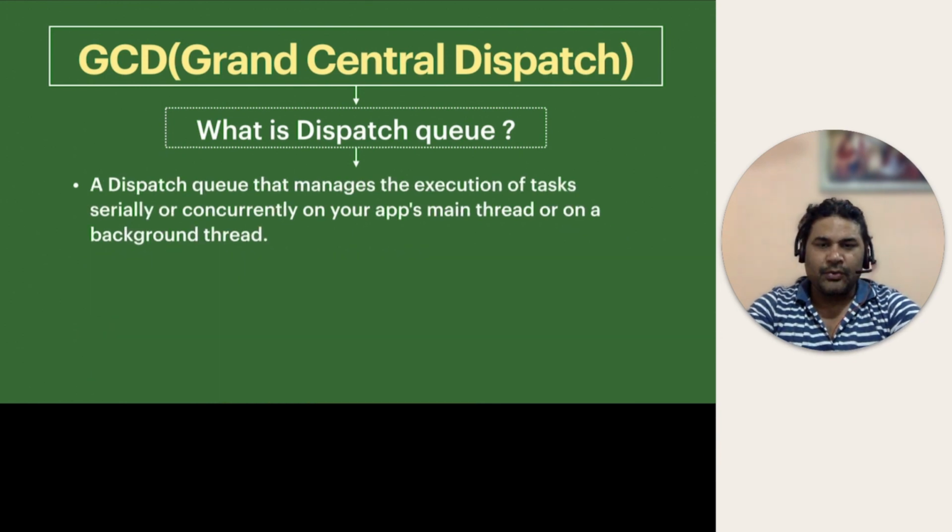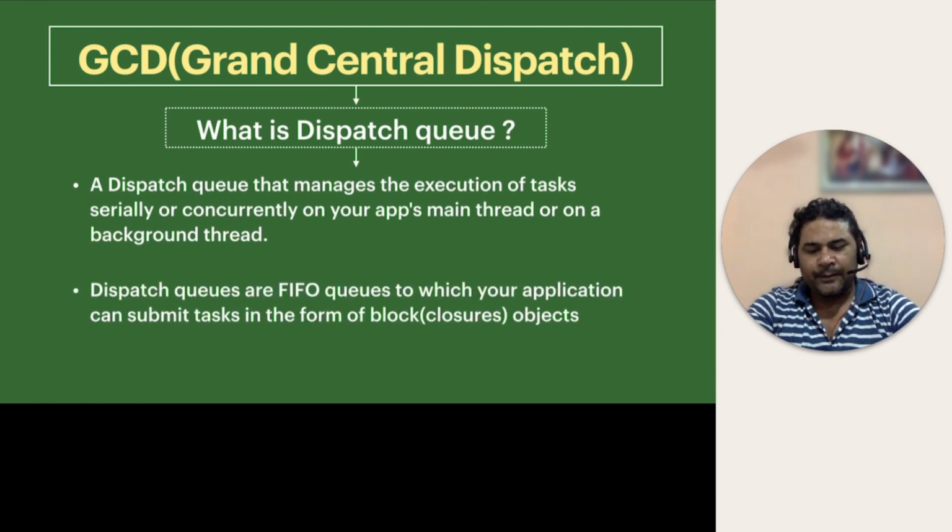So a dispatch queue manages the execution of tasks serially or concurrently on your application's main thread or a background thread. Dispatch queues are FIFO queues, first in, first out order, to which your application can submit tasks in the form of blocks or closure objects. So all the tasks we submit into the queue are in closure or block form.